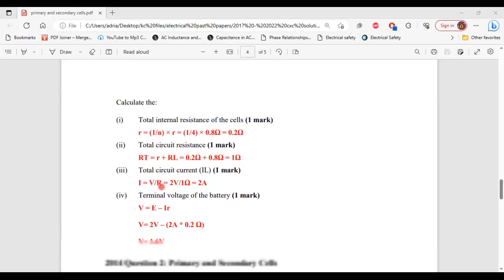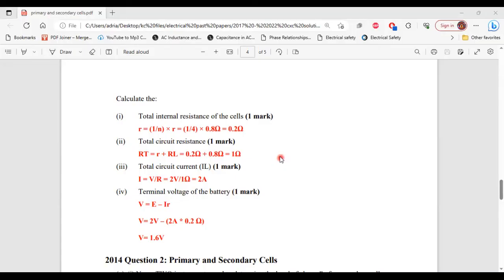All right, so let's move on to part 4. It says to calculate the terminal voltage of the battery. So V is equal to E minus I times R. So that is V equal to 2 volts minus, in bracket, 2 amp multiplied by 0.2 ohm. That will give us 1.6 volts. All right, so that's it for this question.